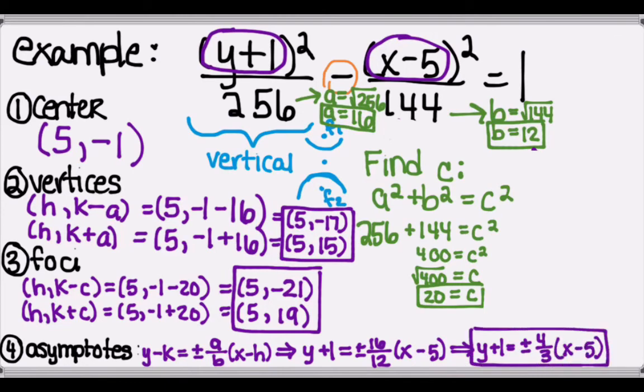The reason I'm not going to simplify it further, this is giving me the equation for two linear equations. The y plus 1 and x minus 5 means I can kind of treat it as though the center is going to be at 5 comma negative 1, which is the center of the hyperbola. And then from there I can draw my lines by just using a slope of plus 4/3 to get one of the asymptotes, and then negative 4/3 to get the other asymptote.